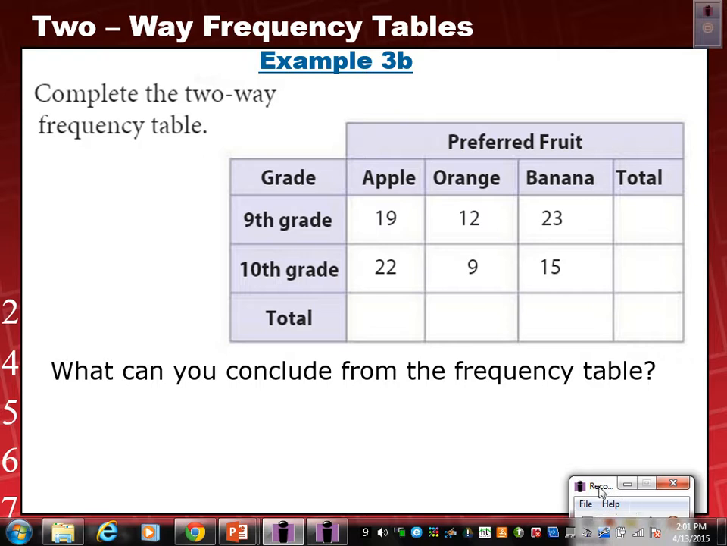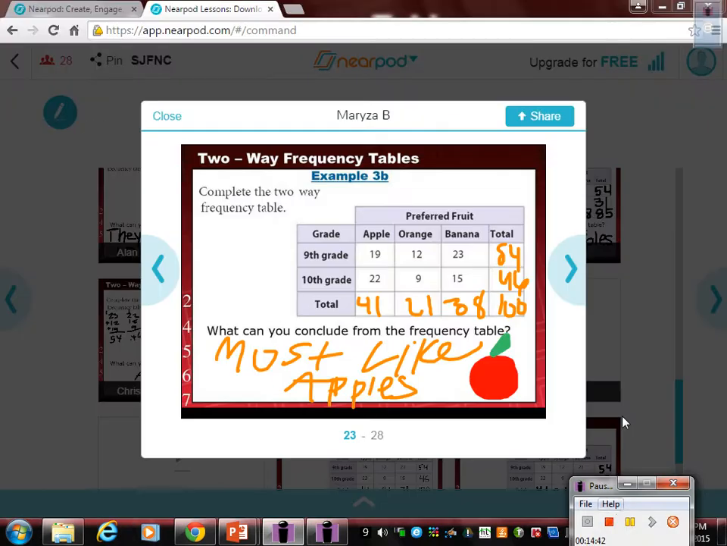Go. Example 3B. All right, so it looks like there are how many 9th graders? 54. There's 46 10th graders, and all total give us 100. And it looks like, how many students like apples? 41. 21 like oranges, some like bananas. Therefore, what we can conclude is that most like apples.